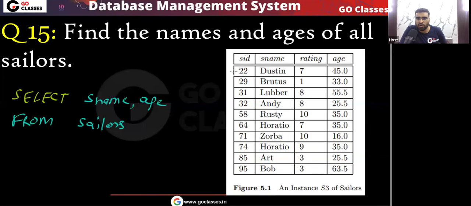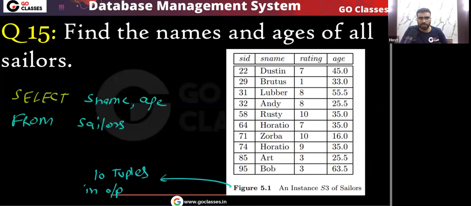Duplicates will not be removed. So you can see 1, 2, 3, 4, 5, 6, 7, 8, 9, 10. 10 tuples will be there in the output. All the tuples, basically, will be in the output. So output will have 10 tuples, and only these 2 attributes will be in the output: S.name, comma, S.age.